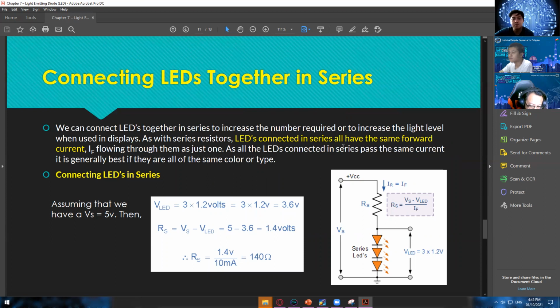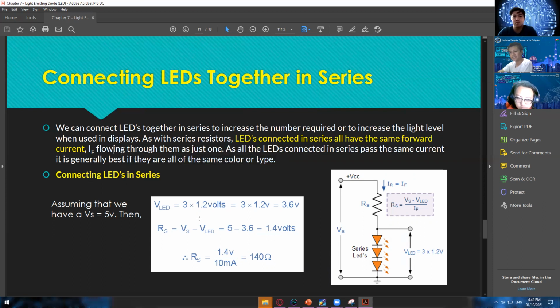Okay, they have the same current flowing through them as just one, and as all the LEDs connected in series pass the same current, it is generally best if they are all of the same color or type. Okay, since we want to have a brighter color, they should all be the same. Well, you can experiment, it depends on you. So this is just an advice that came from a book.